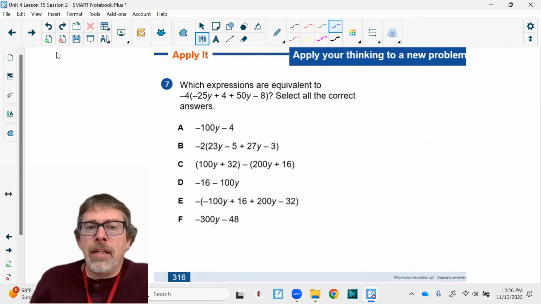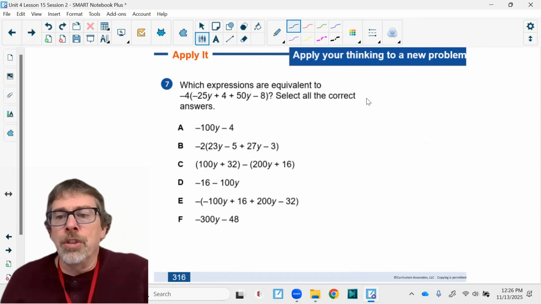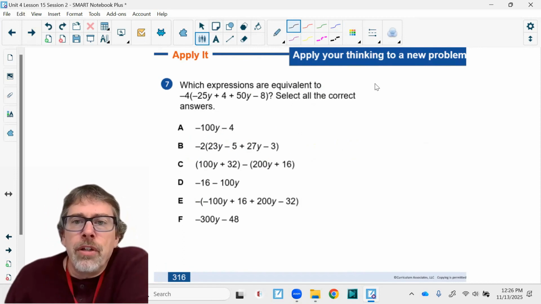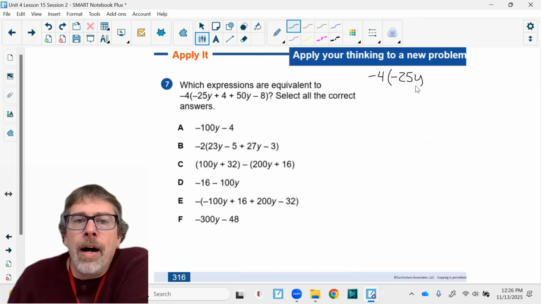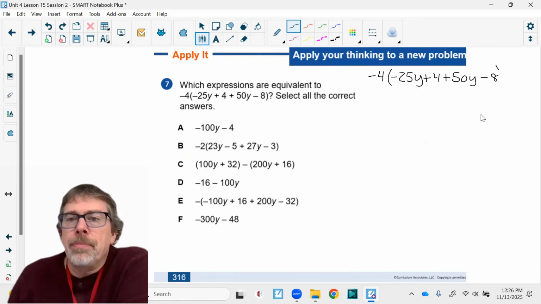Okay, this one's going to take a little while. We have to do a bunch of calculations and make sure these are all equal, or find out which ones are and which ones aren't. So I'm first going to do this side here. I'll do this problem that they gave us. Negative 4 parentheses, negative 25y plus 4 plus 50y minus 8.